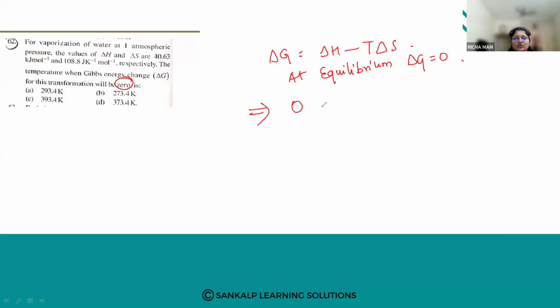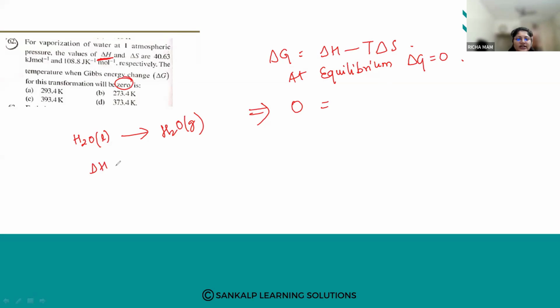So Gibbs energy also is given as 0. We have the formula delta G is equal to delta H minus T delta S. At equilibrium, delta G will be 0. So at equilibrium, your Gibbs energy change will be 0. Put the values: delta G is 0, equal to change in enthalpy minus T times change in entropy. What is happening is that liquid water is getting vaporized to gas.